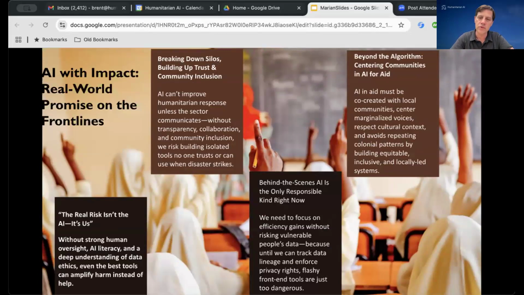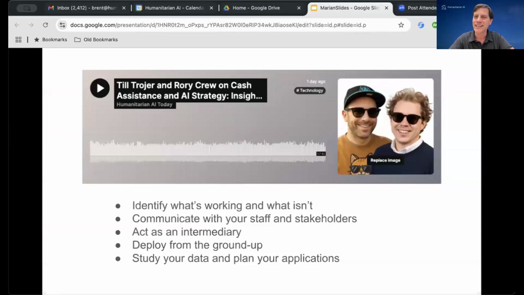And this is something that on Rory's podcast, here's Rory, Rory and Till from Swiss Church Aid, Till brought up. Till and Rory, we talked a lot about it. And Till really emphasized: identify what's working and what isn't, and really communicate with your staff and stakeholders and try to act as an intermediary, getting to know needs in the field and linking people to technology versus sort of parachuting some pet project. And then deploy from the ground up and study your data and plan your applications.